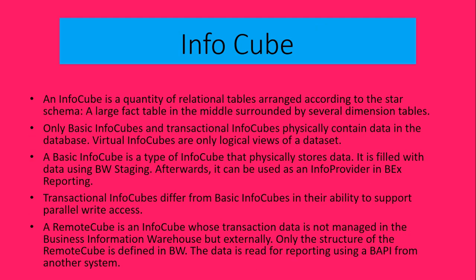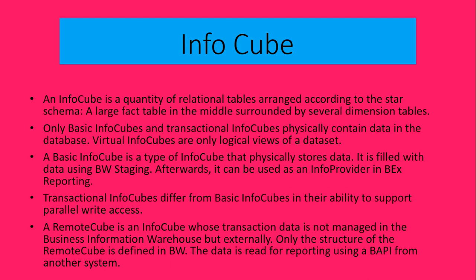InfoCube. An InfoCube is a quantity of relational tables arranged according to the star schema: a large fact table in the middle surrounded by several dimension tables. Only basic InfoCubes and transactional InfoCubes physically contain data in the database. Virtual InfoCubes are only logical views of a dataset. A basic InfoCube is a type of InfoCube that physically stores data. It is filled with data using BW staging. Afterwards, it can be used as an info provider in BEx reporting.